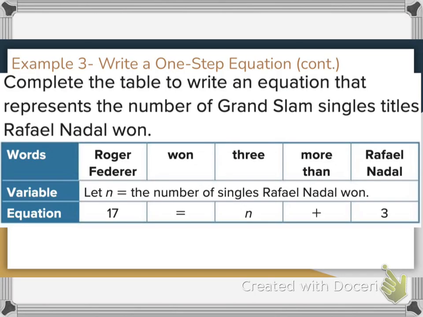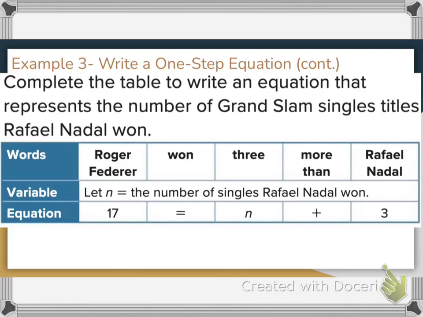Okay? It wants us to complete the table, but the book's already completed it for us, to write an equation that represents the number of Grand Slam singles titles Rafael Nadal won. So let's talk about this table here. The equation they came up with is 17 equals n plus 3. So n is representing the number of singles titles Rafael Nadal won. Some of y'all use t. If it did not specify a variable for you to use, you could pick whichever variable you would like. In this case, they just use n.